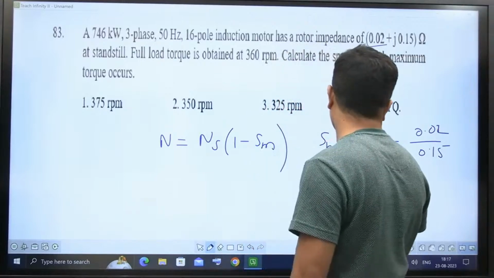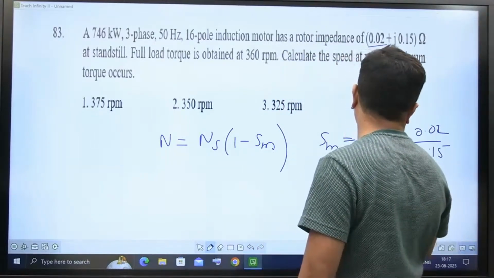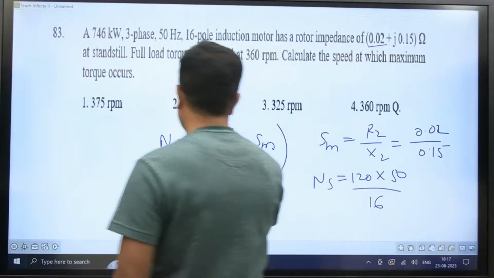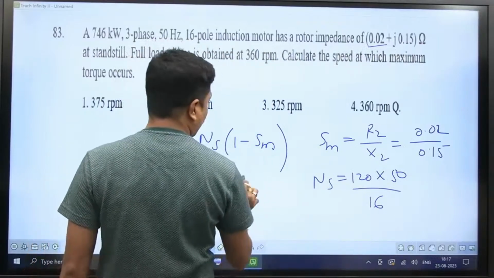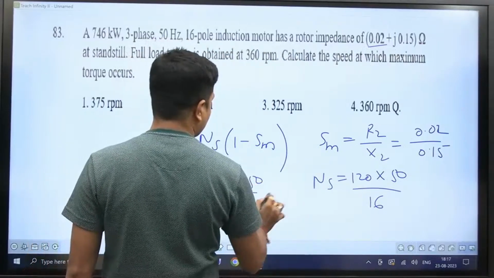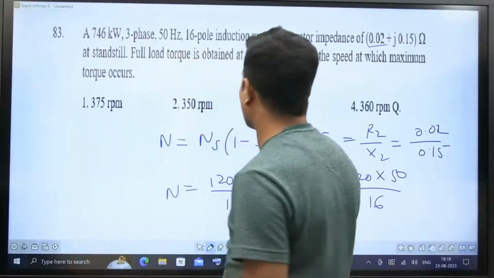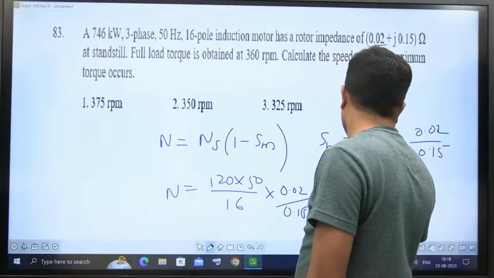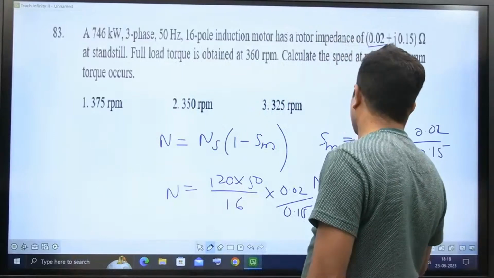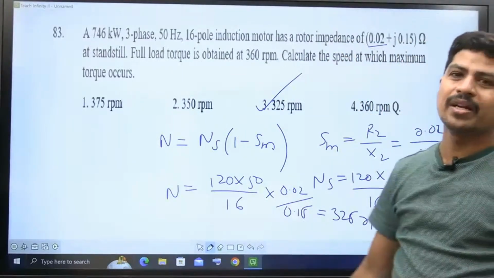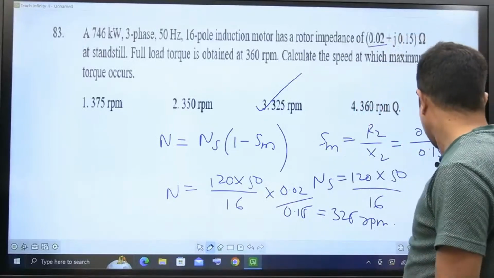Ns is equal to 120 into F by number of poles, which is 16. So N is equal to 120 into 50 divided by 16, into 1 minus 0.02 by 0.15. If you solve, you are going to get this as 325 rpm. Question 83, yes, it is option 3.